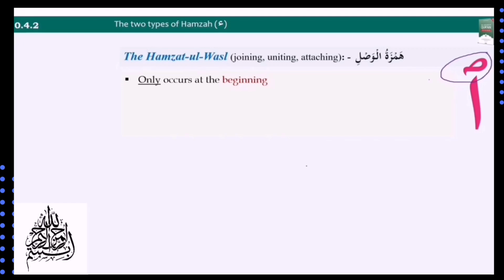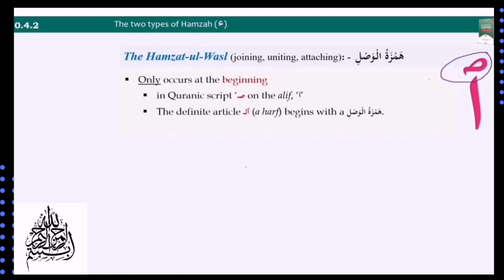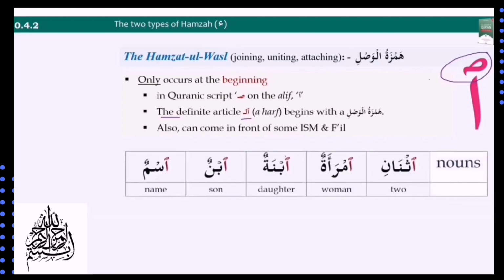And again, you will see it most commonly in the definite article, which is "the" in Arabic, "al". The first part of it is Hamzatul Wasl. And it can be seen on some isms, nouns, and these are the most likely examples that you're likely to come across in your Arabic study. Ithnani, imra'atun, ibnatun, ibnun, ismun. Okay, these are the most common nouns that you will come across.